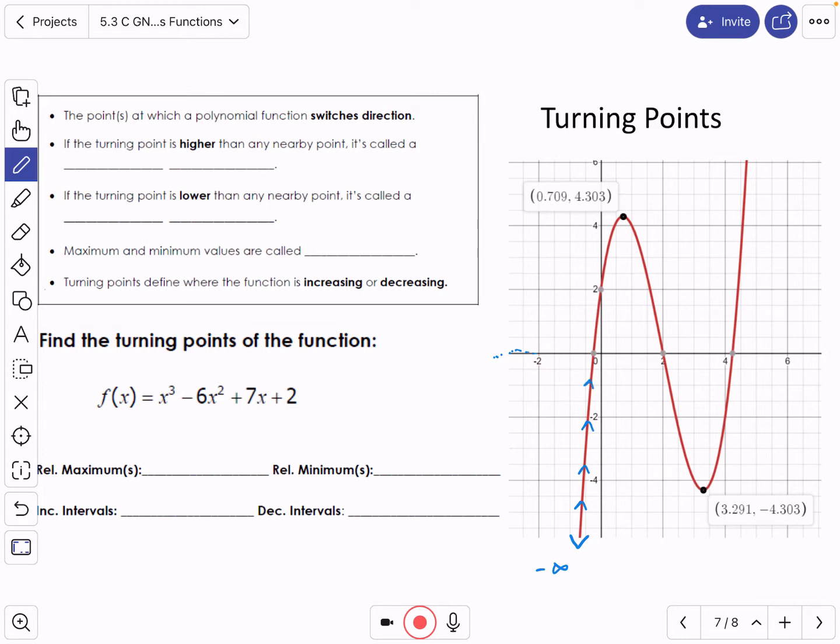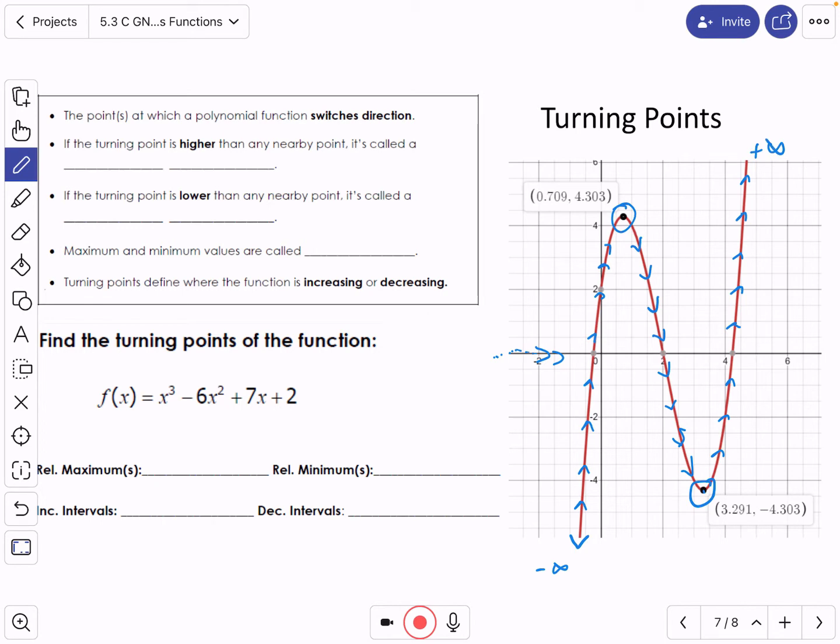It increases as x moves along the axis in this direction until it gets to this point. And then the function, or the y value, or the f of x value, is actually getting smaller and smaller. So it's decreasing until it hits that point that I just circled. And after that, it's increasing again. So you can see why those are called turning points.